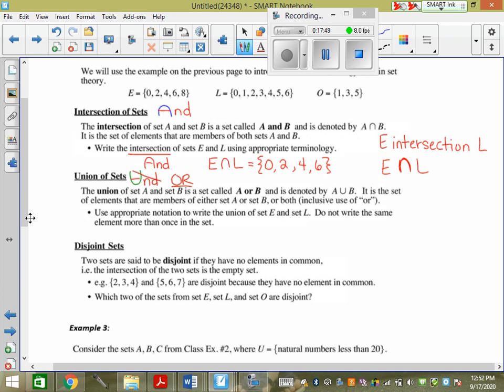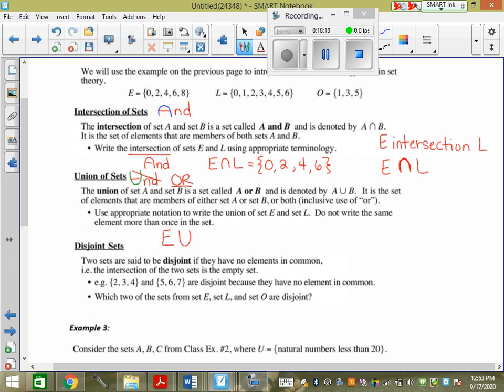Intersection is for and. So the union of set A and set B is called A or B, and it is denoted A, U, B. It is the set of elements that are members of either set A or set B or both. It includes anything, right? So I said if you raise your hand for social or you raise your hand for English, I'd count you. And if you raise your hand for both, I'd still count you, but I only count you once. Okay? So here it says, use appropriate notation to write the union of set E or L.